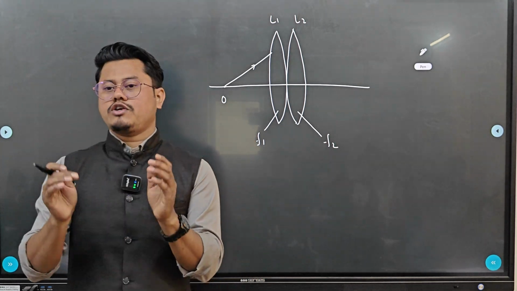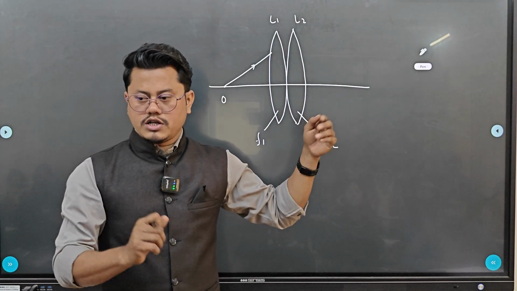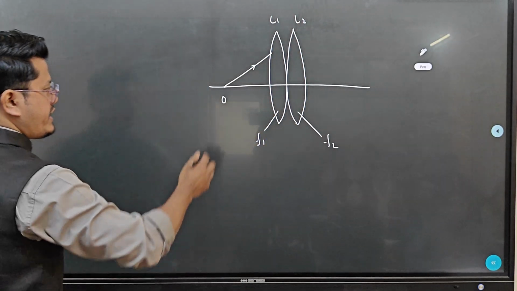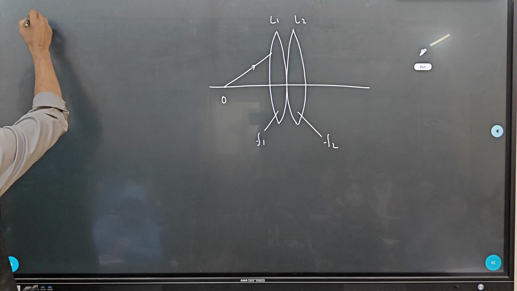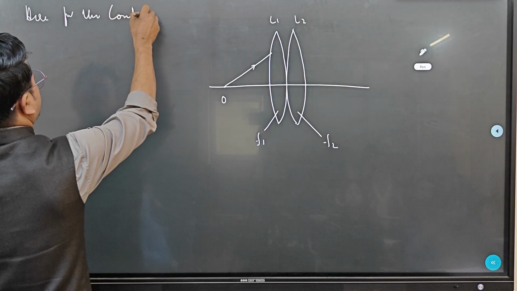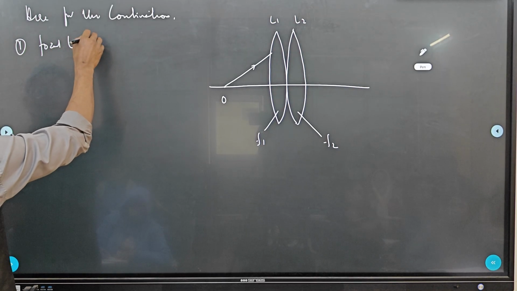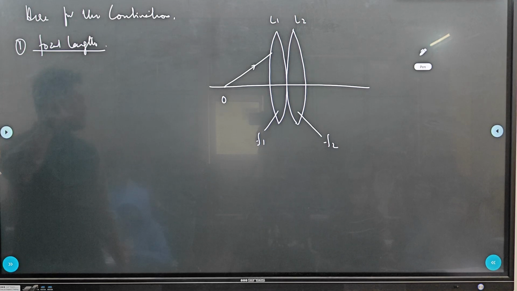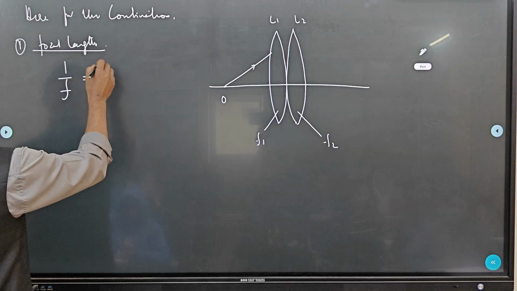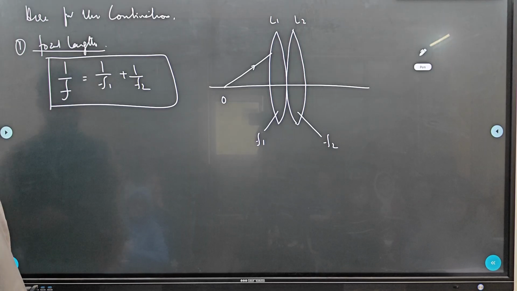Are you getting it? So I can use the lens formula for both the lenses, but I'm not going for derivation. Understood or not? If I assume f to be the focal length of this entire system, then due to the combination I can easily find out the focal length. Number 1, here for the combination, first I'm calculating focal length. So small f is the focal length of the entire combination, okay? So 1 by f will give you 1 by f1 plus 1 by f2. This is the formula to find out the focal length of the entire combination.